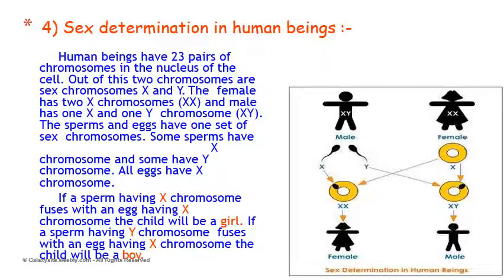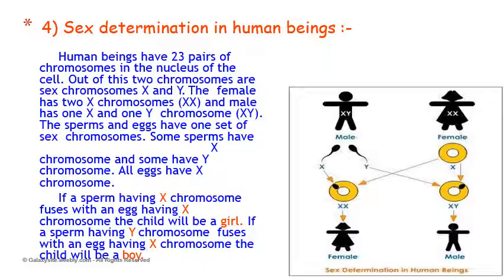Sex determination in human beings. Human beings have 23 pairs of chromosomes in the nucleus of the cell. Out of these, 2 chromosomes are known as sex chromosomes, X and Y. The female has 2 X and the male has X and Y chromosomes. The sperm and egg have one set of sex chromosomes. Some sperms have the X chromosome and some have the Y chromosome.